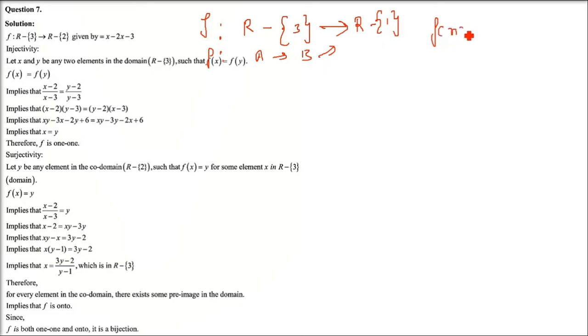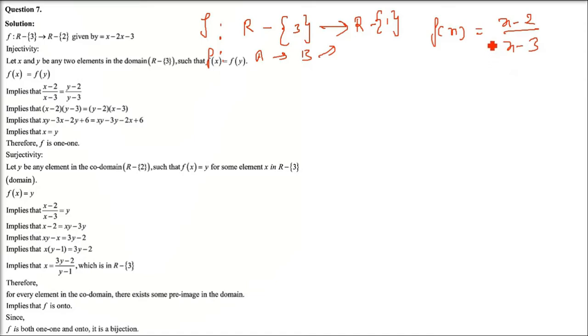Question number 7. Show that the function f, the function is given like this. f is from R minus 3, so all real numbers without 3 or ignoring 3, then we have function A to B. For example, A is given here as R minus 3 and B is given as the codomain, all the real numbers except 1. And the function itself is x minus 2 by x minus 3. So you have to show that this function is a bijection.